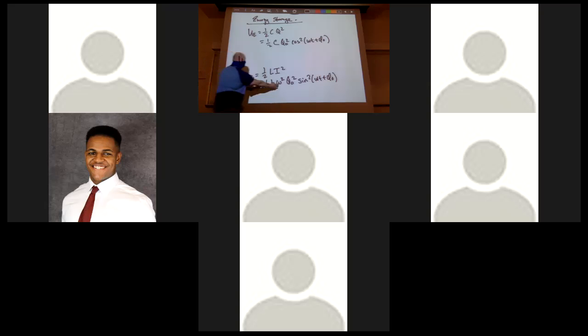Now notice here, this prefactor is actually the same as this prefactor because of the definition of omega, which means that if I add these two things together, the total energy is equal to the electric energy plus the magnetic energy, which is then simply equal to 1/2 the capacitance times the charge squared.